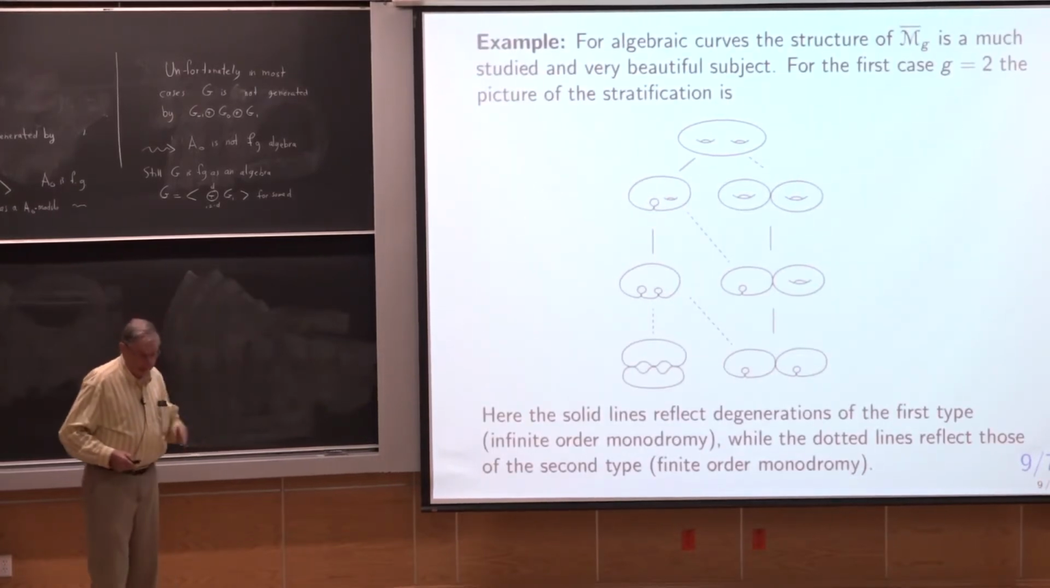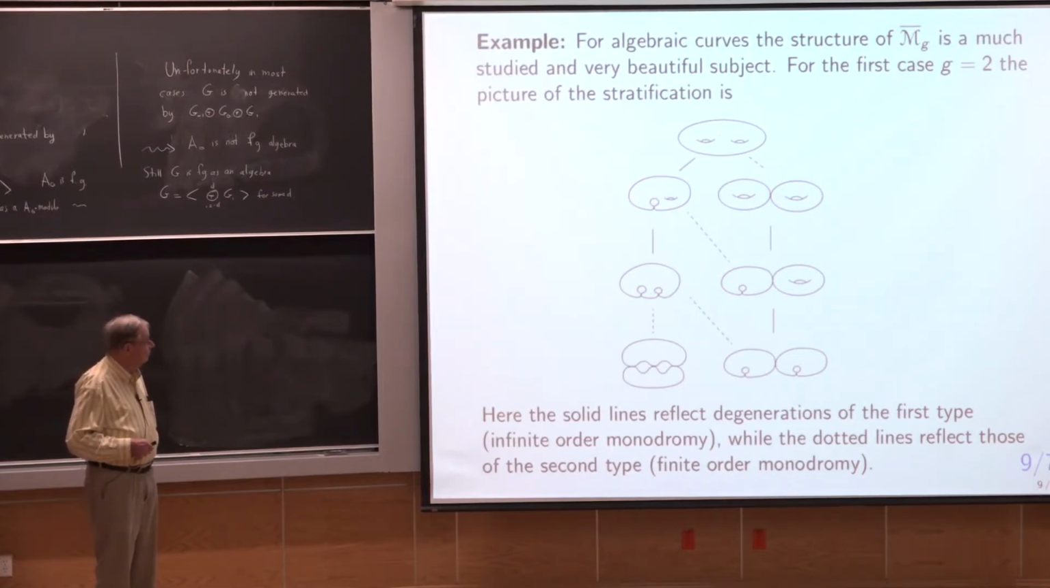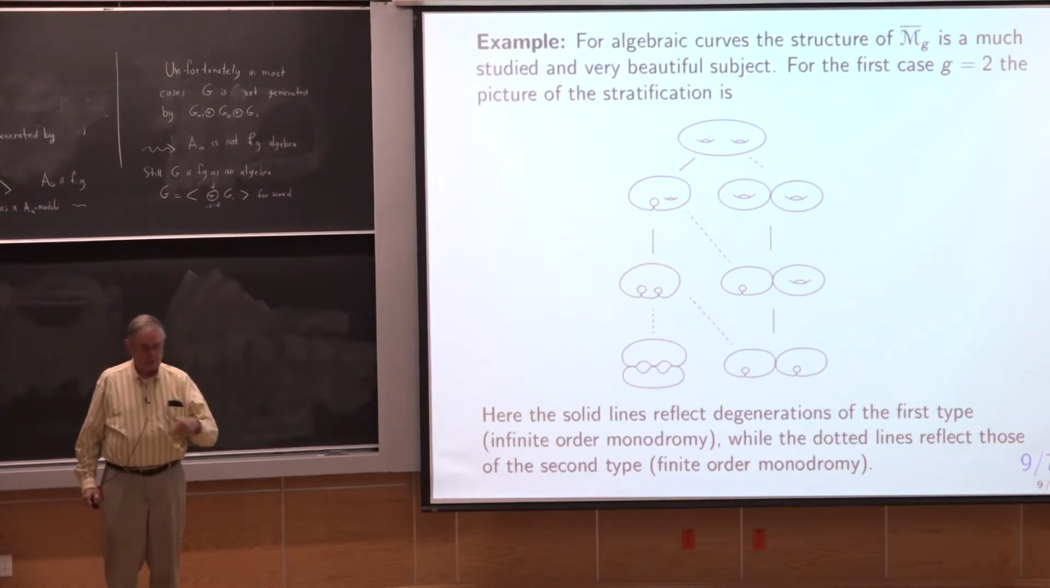The simplest example, but it's a good one to keep in mind, is for moduli of curves, genus 2 Riemann surfaces. For genus 2, this is the picture of the stratification of moduli. And the solid arrows reflect a degeneration in which there is non-trivial monodromy.